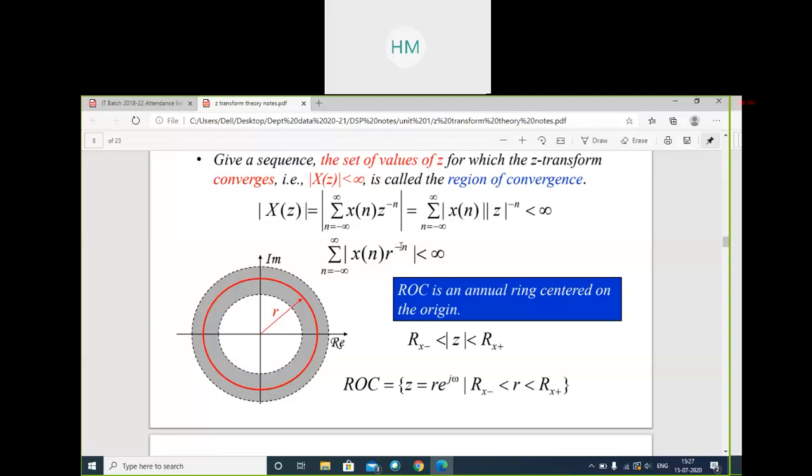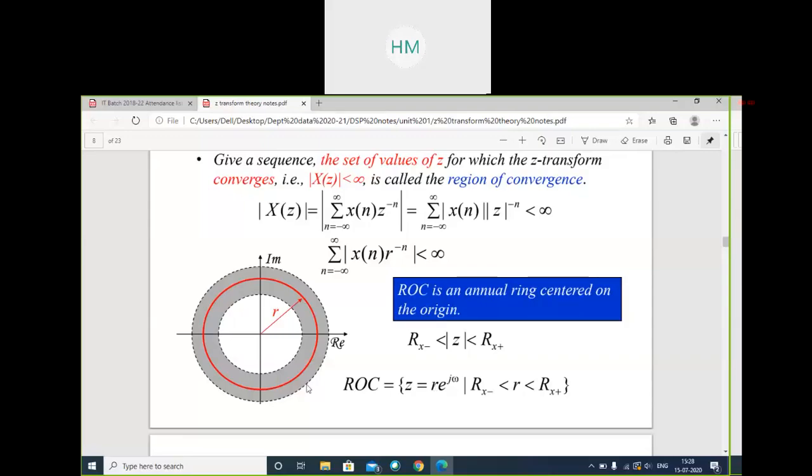So r to the power minus n, mod x of n r to the power minus n less than infinity. The ROC is an annular ring centered on the origin. We all know it is a ring. Its radius could be unity, and we have to plot the ROC, the region where the Z transform converges, for a particular numerical. So its limit is: ROC is z equal to e to the power j omega. If r is 1, it is a unit circle, and whatever the value of r, the ROC will change accordingly. So that is the region of convergence.